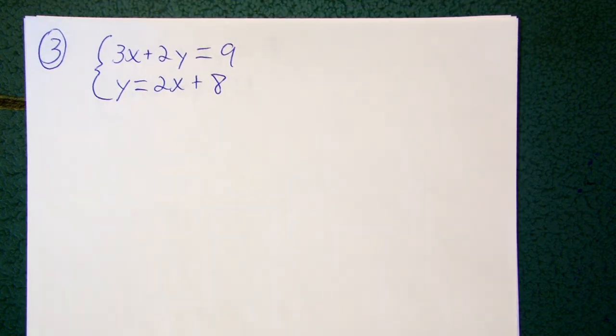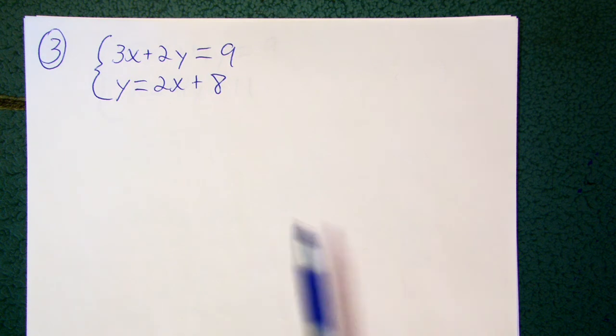All right, so next up we have 3x plus 2y equals 9, and then y equals 2x plus 8. In this one, the 3x plus 2y equals 9, we could try and solve for one of the variables there, but really it wouldn't work out that great. If you solved for x, you'd have a negative 2/3 y. But the second equation is telling me that y equals 2x plus 8.